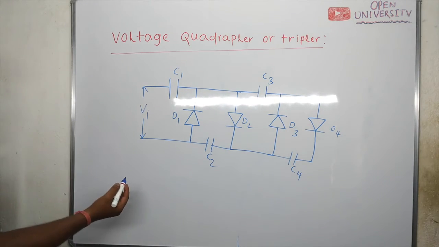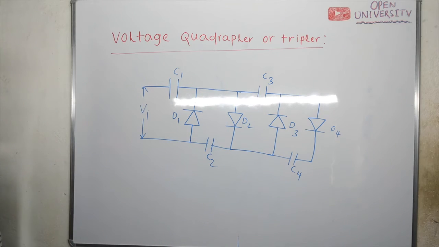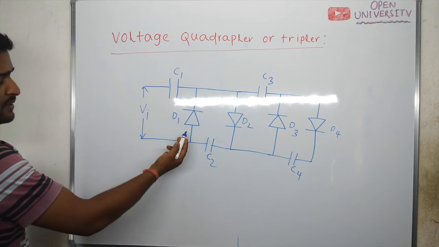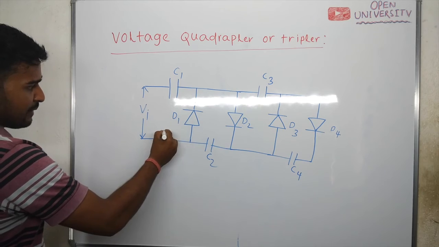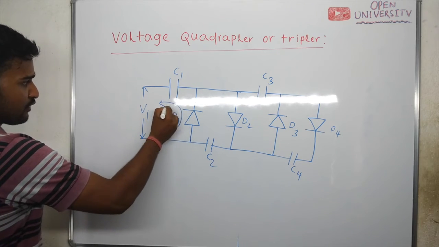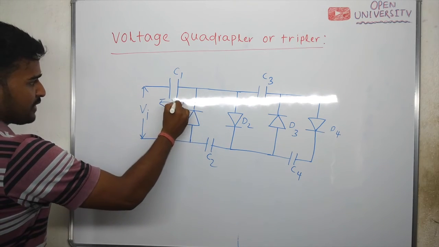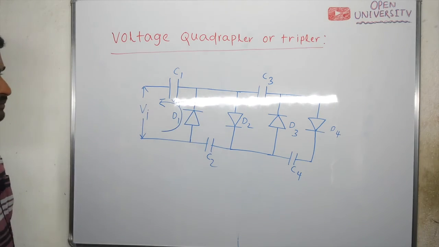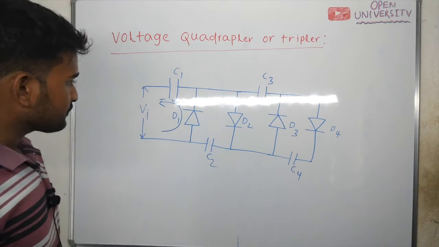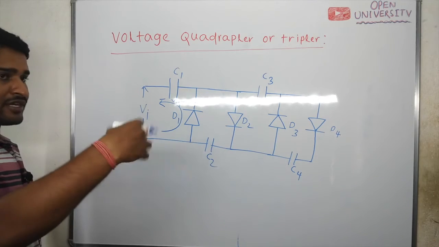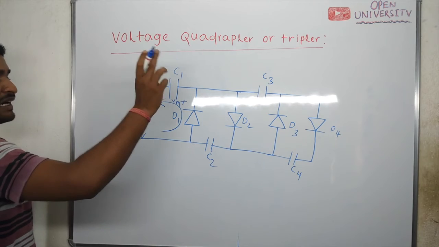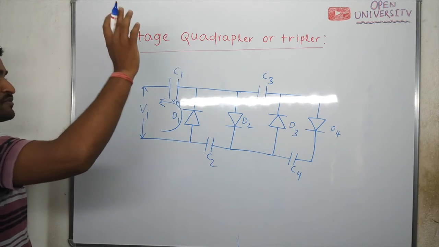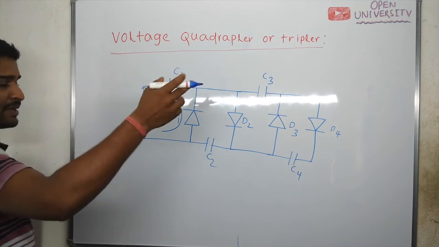Here you can assume the input to be a plus minus Vm square wave signal. During the negative half cycle, when VA is negative, D1 will be forward biased and capacitor C1 will charge through D1 up to what? Up to peak input value, that is Vm. In a voltage multiplier, only capacitor C1 will charge up to peak input value and other capacitors like C2, C3, C4 will charge up to 2 times peak input value.